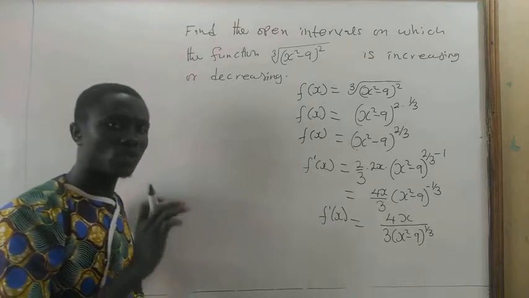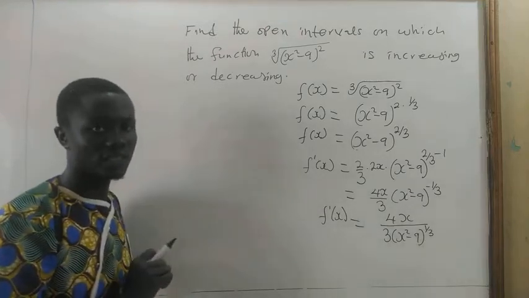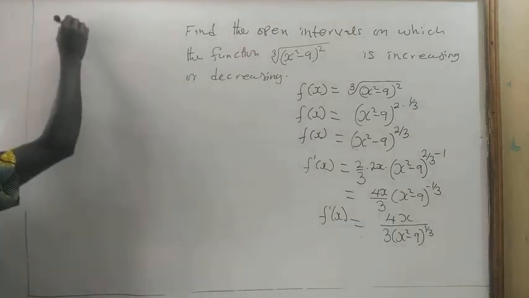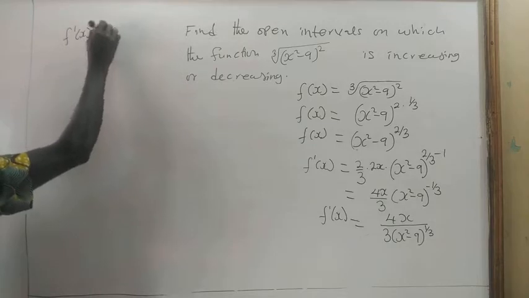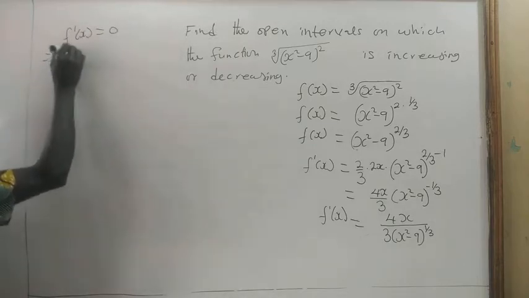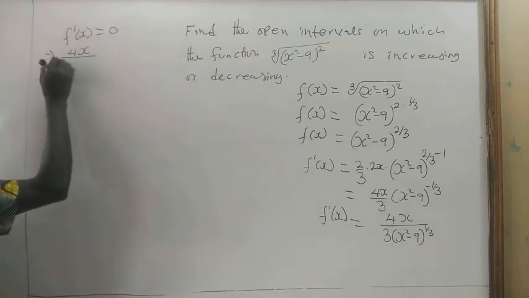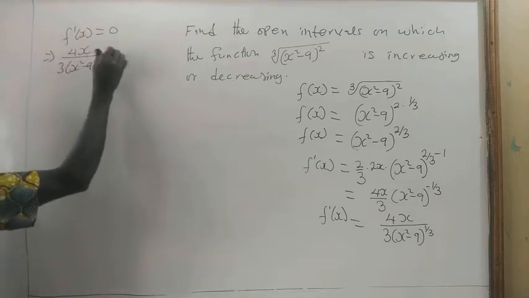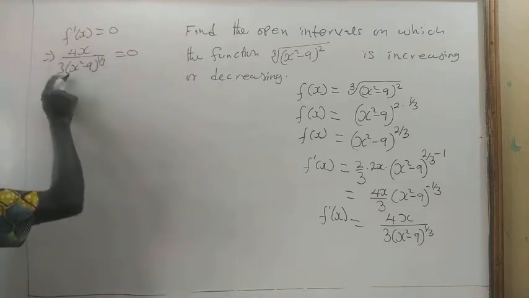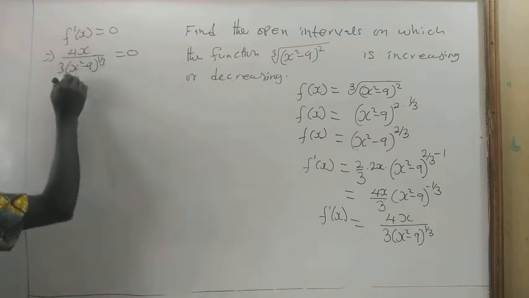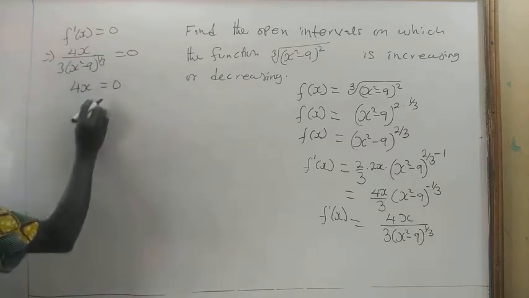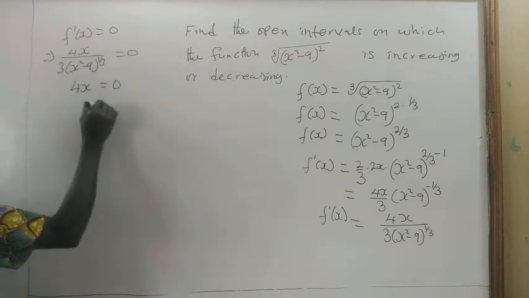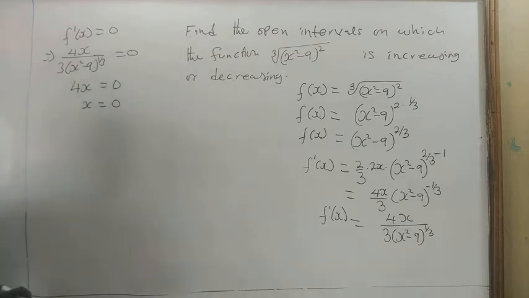So our next step is to find the critical points. For the critical points, we put f prime of x equal to 0. This implies that 4x divided by 3 times (x squared minus 9) to the power 1/3 is equal to 0. If we multiply by the denominator, you have 4x equal to 0, because the denominator times 0 will be 0. So this implies that x equal to 0. This is a critical point.